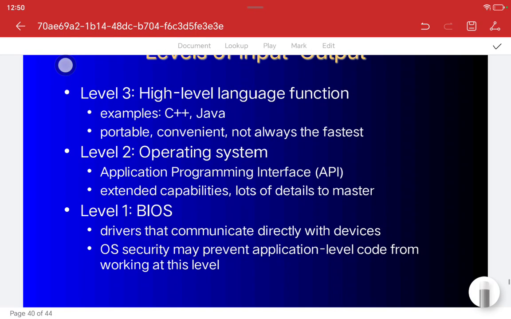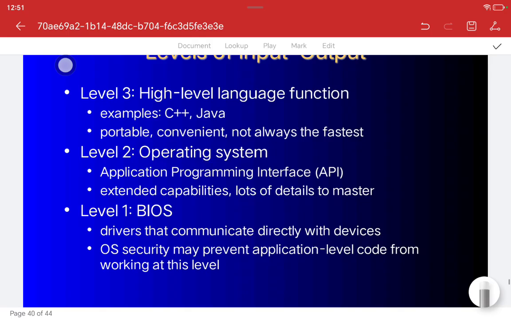And then level 2, which is the operating system. This is the application programming interface, with extended capabilities and a lot of details to master. The operating system is the one that will be working over time, taking your instructions and running most of the programs and so on. So this is just the heart of your computer system.